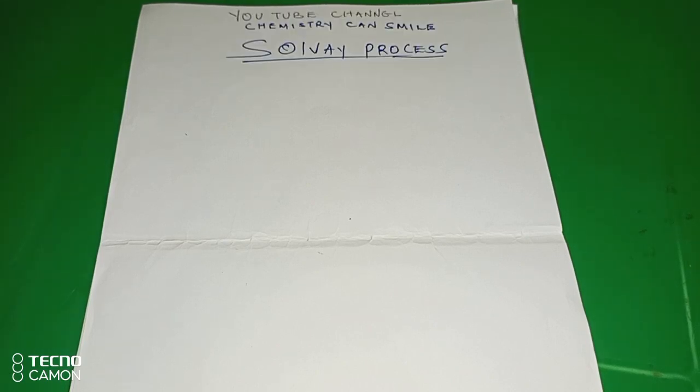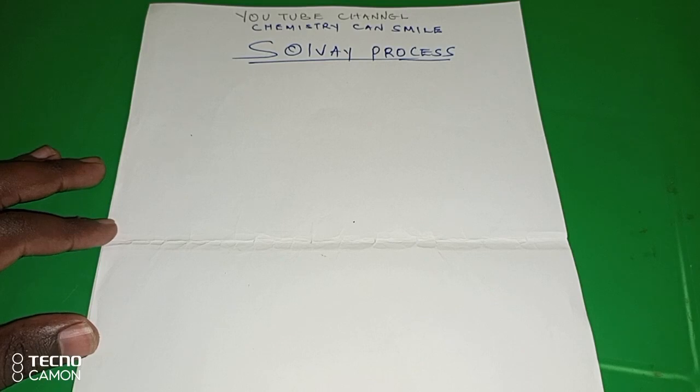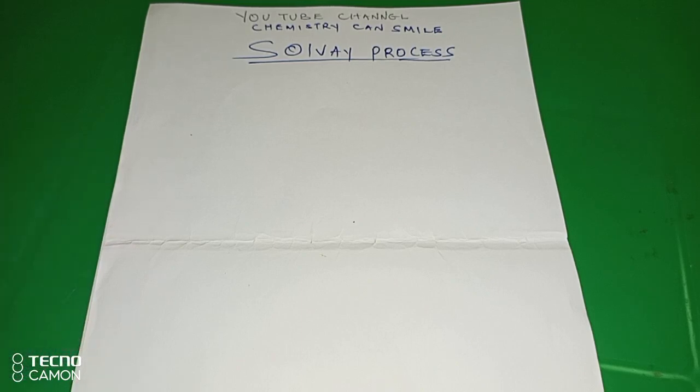The Solvay process. The Solvay process is a process which is aimed at producing sodium carbonate. Sodium carbonate is used to manufacture various substances like windows. So it is produced by the Solvay process.